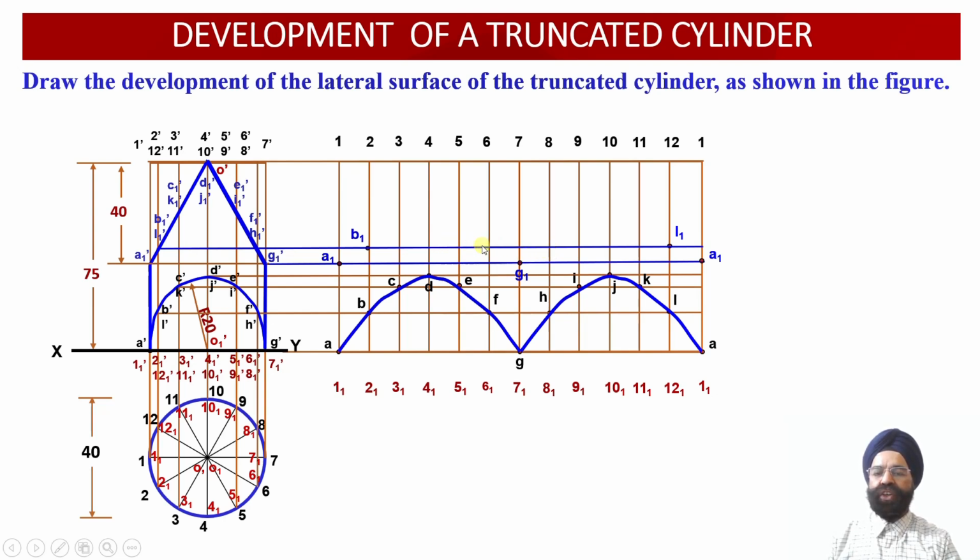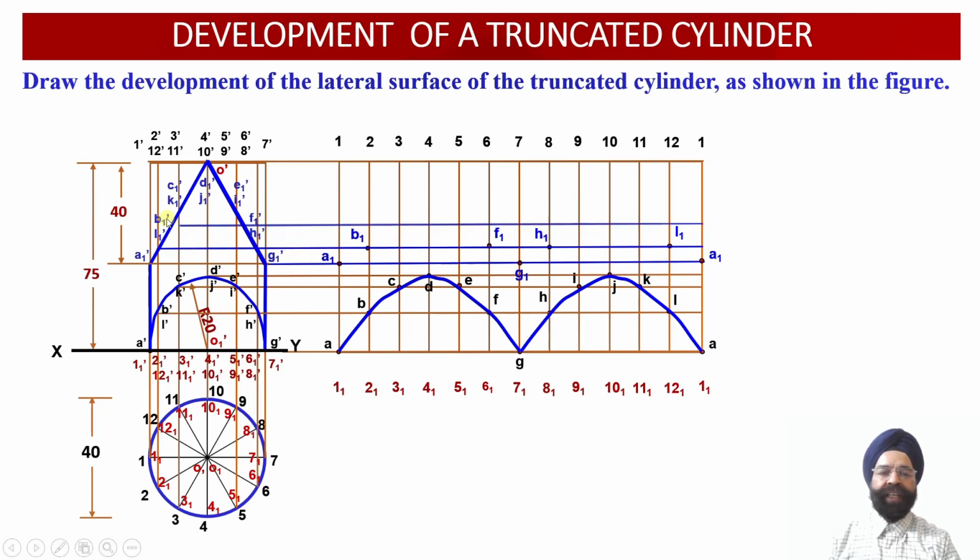The intersection of this horizontal generator with 6 6 1 will provide us with the location of the point F1. The intersection of this horizontal generator with the vertical generator 8 8 1 over here will provide us with the location of the point H1 in the developed surface view.